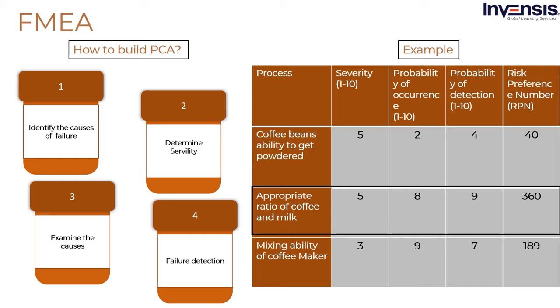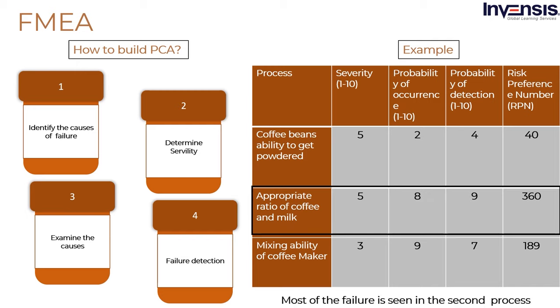Now, according to the present performance of the coffee maker, one must rate them in the given range. From a study, it can be rated that, for the first process, coffee beans getting powdered, we have severity as 5, the occurrence is 2, and detection is 4. Similarly, for the second process, the ratio of milk to coffee powder, we have 5, 8 and 9. And, for the last step, that is, mixing of them, we have 3, 9, and 7. Now, after this, we have to calculate RPN. So, finally, for the first process, we have RPN as 40. Then, for the next step, we have 360, and for the last step, we get 189.